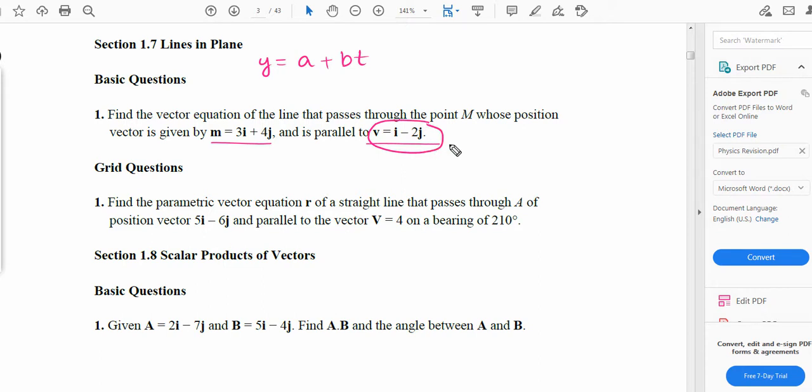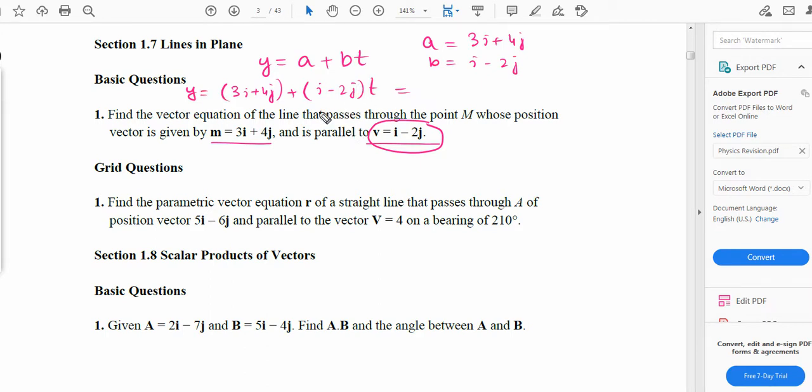Alright, so in this one it says the vector is parallel to this one. So this vector will be considered as the gradient. So now this B will be equal to this vector, and the position will be considered as the y-intercept. So I'll say that this vector will be equal to A. So my A will become equal to 3i plus 4j, and my B will be equal to i minus 2j. So my r will become equal to 3i plus 4j plus B, which is i minus 2j, times t.